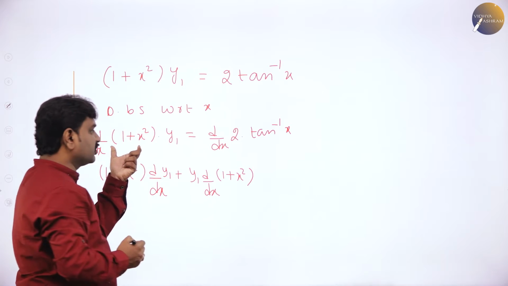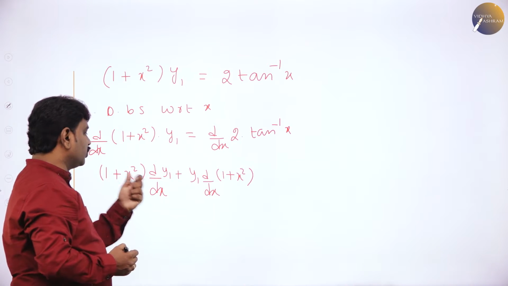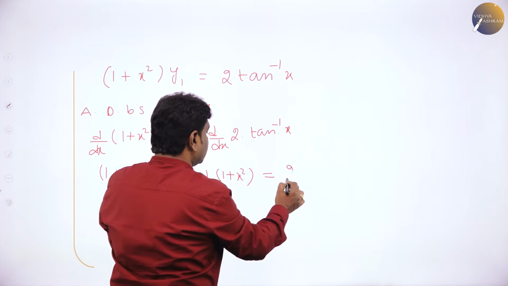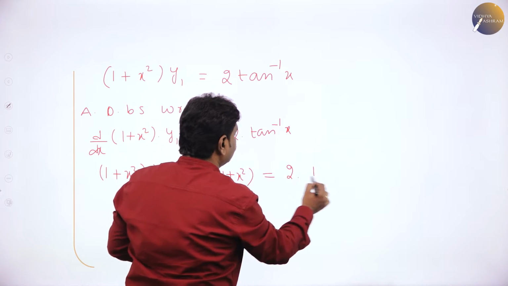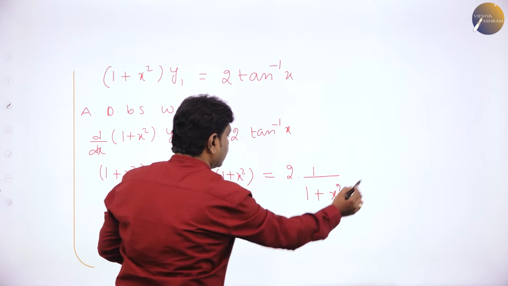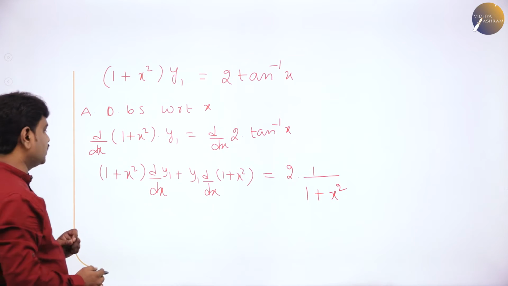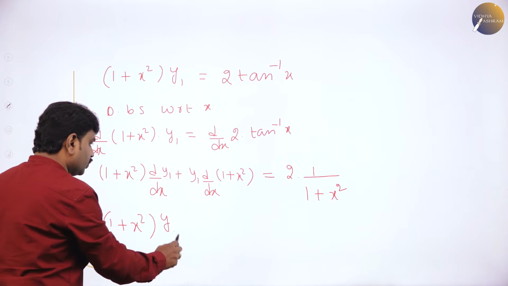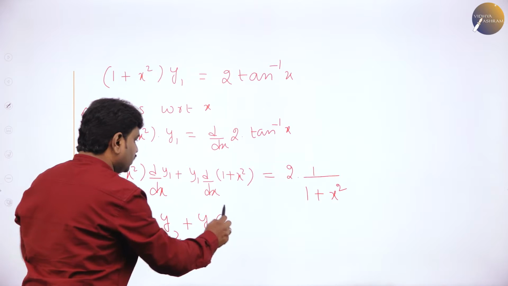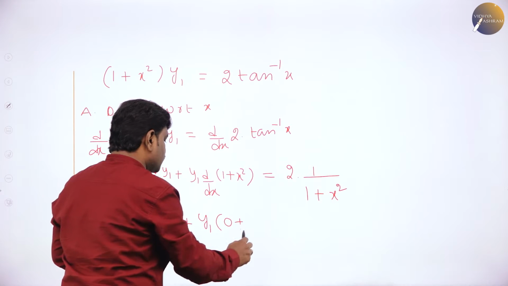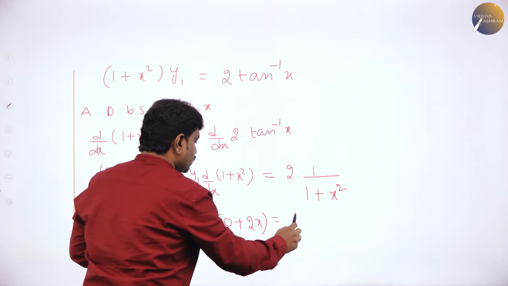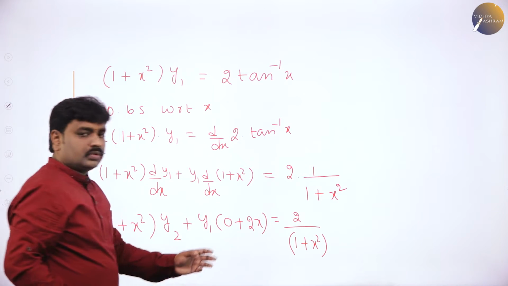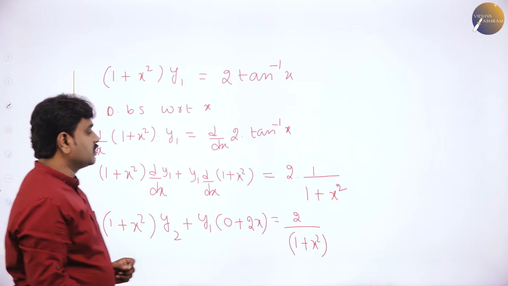Here the first function is 1 plus x square, second is y1. 1 plus x square into derivative of y1 plus y1 into derivative of this. And this is equal to 2, which is a constant, take it outside. Differentiation of tan inverse x is 1 by 1 plus x square. Further simplify this. So it will be 1 plus x square into derivative of y1, which is y2, plus y1 into derivative of 1 is 0 plus derivative of x square is 2x, equal to 2 divided by 1 plus x square. Now transfer this denominator to LHS and simplify.